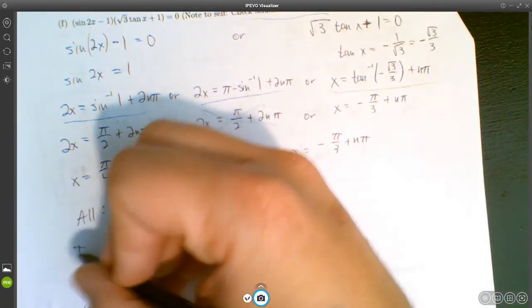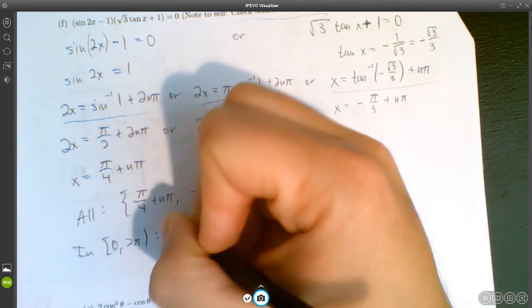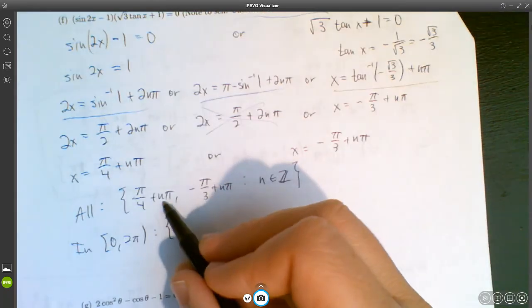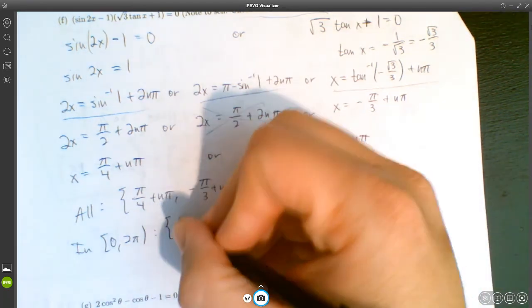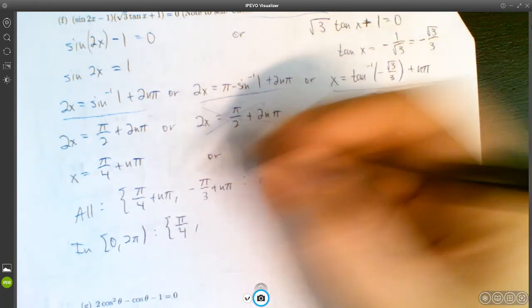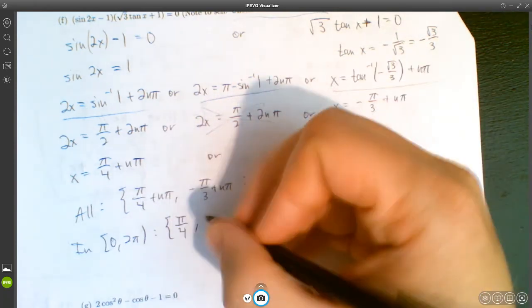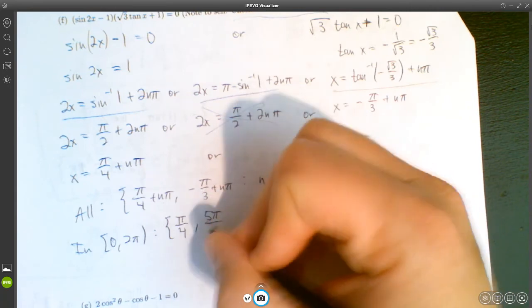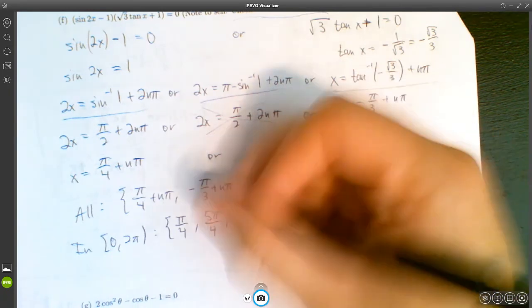So then the solutions that live in the interval from 0 to 2 pi: obviously if I plug in negative 1, that's going to be less than 0. If I plug in 0, I get pi over 4. If I plug in 1, I get 4 pi over 4 plus pi over 4, which is 5 pi over 4. If I plug in 2, I've gone too far, right? Moving on to the next one.